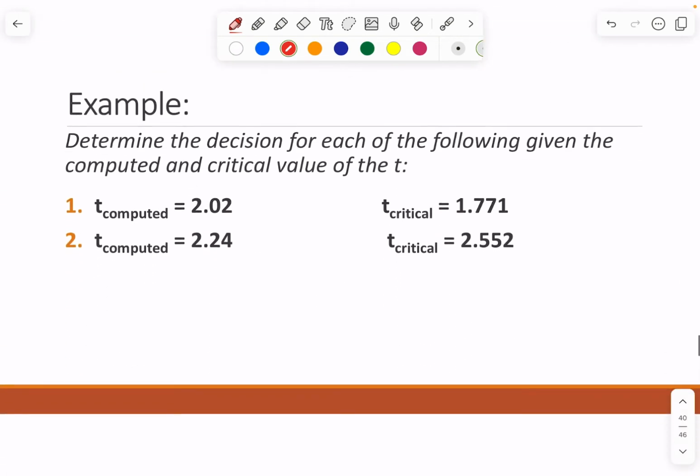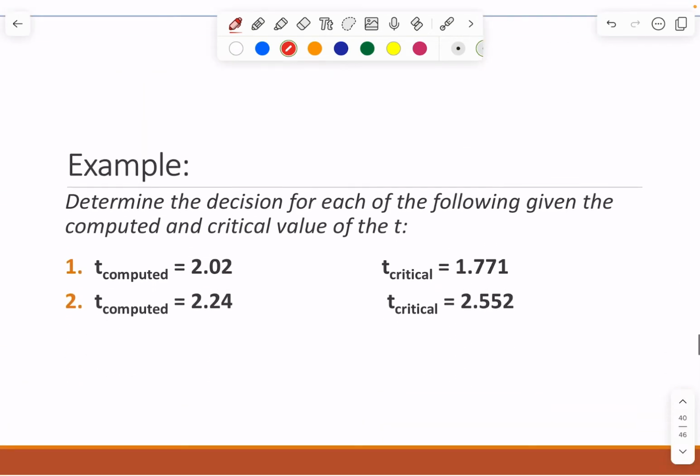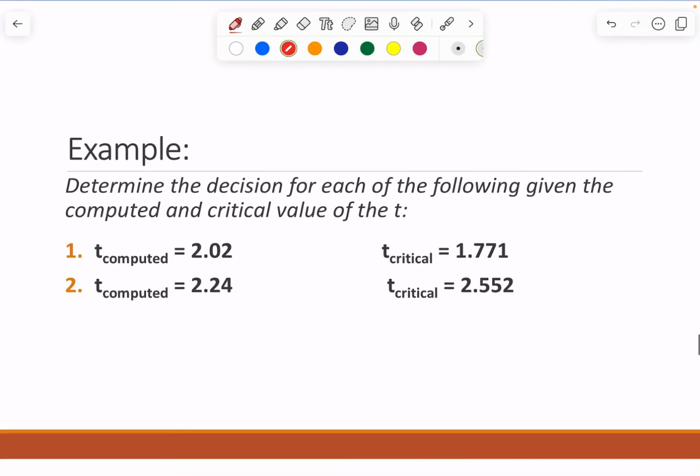So, let's proceed na diretso sa example. This is easy na siya pag-understand because kabalo naman ta sa gist sa z-test. Pareho ra ni silang duha. So, let's have this example number 1. This is for the decision-making ra gihapon. So, our t computed here is greater than our t critical. What will be our decision man dayon?